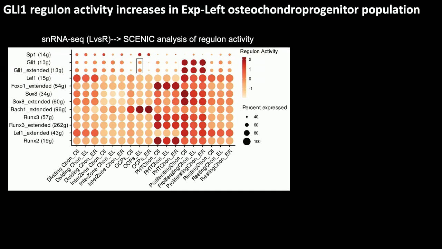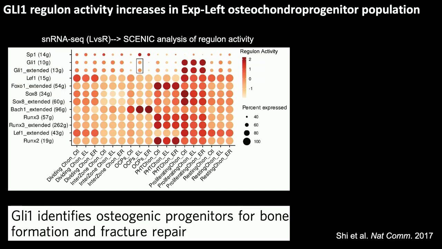So we did single nuclei RNA-seq comparing left and right limbs of experimental animals, also with control animals. And by doing SCENIC, which is an analysis of regulons of transcription factor control pathways, we noticed that the Gli1 regulon was overactivated in the experimental left limb as compared to the others. And this was interesting because Gli1 has been shown to mark the osteogenic progenitors, which are important for bone formation and repair. So we wondered whether these progenitors could also be important for the compensation we were seeing.